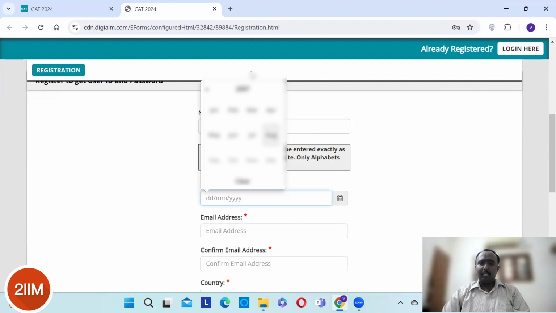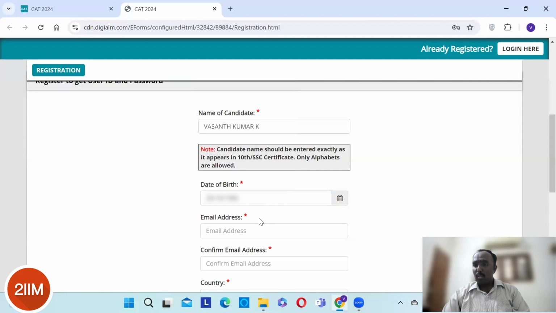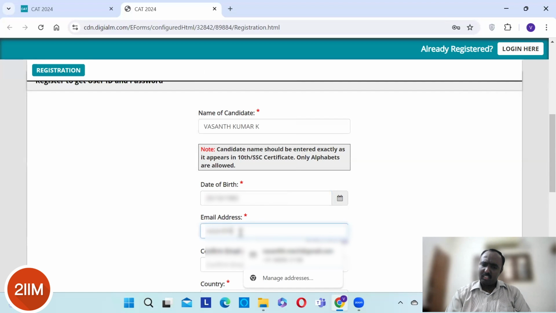When it comes to date of birth, fill it in properly so there is no discrepancy, because ensure you are trying to fill it up based on your 10th standard certificate. So there won't be any kind of discrepancies. Your name, your date of birth, everything can be in the format of whatever is given in your 10th standard mark sheet.